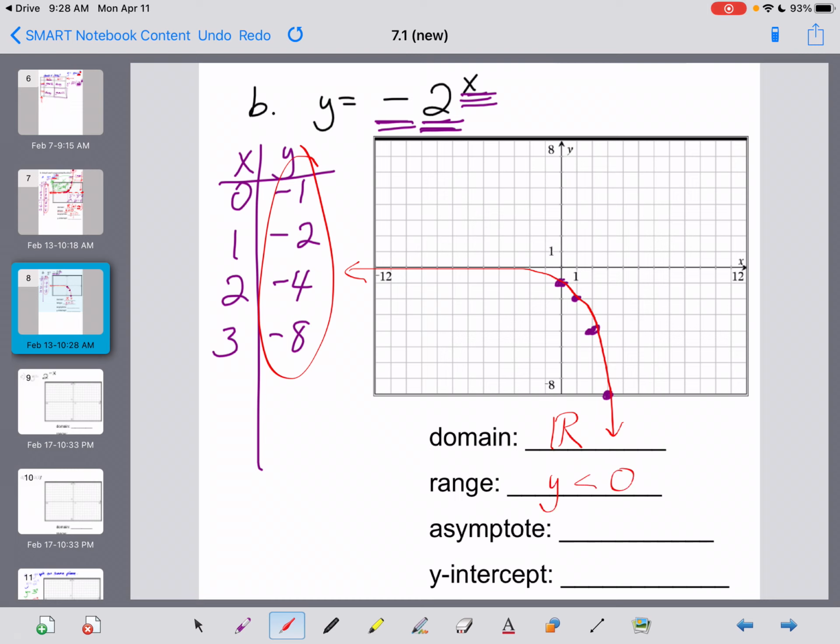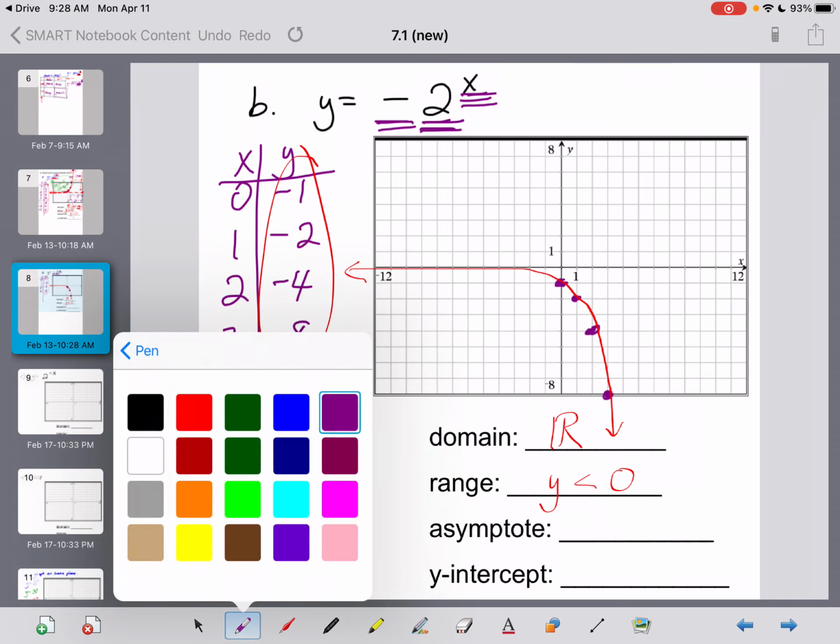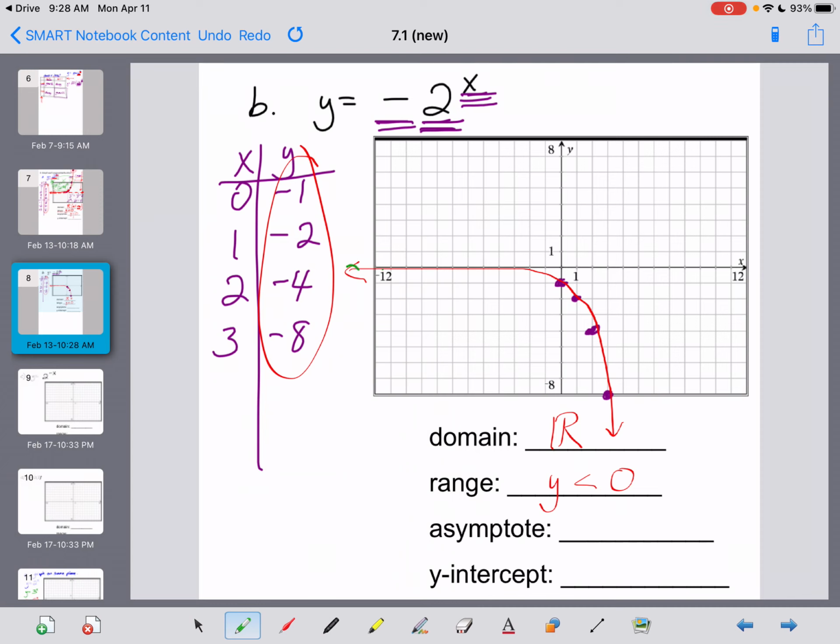The horizontal asymptote here, yet again, let me use a different color right here. We'll go green on that one. That again is going to be the x-axis. That's the line that your graph is approaching but never quite touching. So once again, that's the x-axis or the line y equals 0 right there. And the y-intercept, the spot here where this thing crosses the y-axis, is at negative 1.